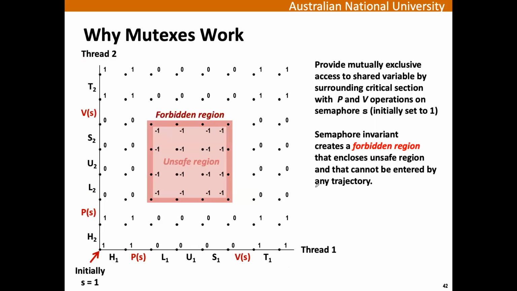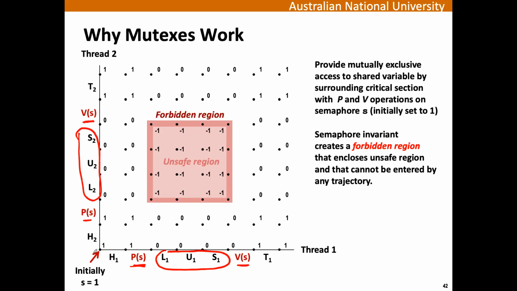So if we go back to our progress graphs, let's now insert the P and V operations. These are our 2 threads, one on the x-axis and one on the y-axis. We're going to surround the critical section with P and V operations in both cases. The integers on this, 0 and 1, are the values of the semaphore at any given state.